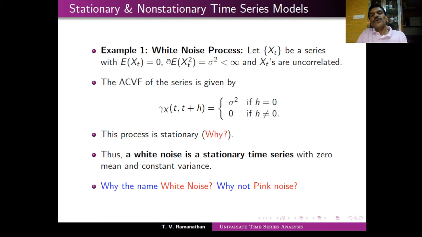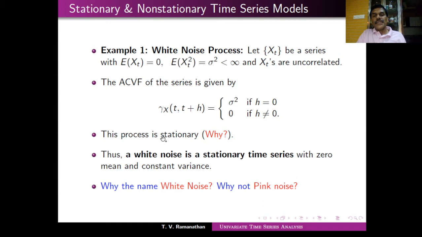Its expectation is 0. The variance is a constant. Both are free from time. And these xt's are uncorrelated. When I say uncorrelated, its covariance function is going to be something like this: the autocovariance function gamma x of t plus h is equal to sigma square whenever h equals 0, and is 0 whenever h is not equal to 0. So whenever h is not equal to 0, meaning whenever there is a lag, the autocovariance is 0. Whenever it is with itself, it is the variance, because when h equals 0, we know that this is variance. Now this process is stationary.